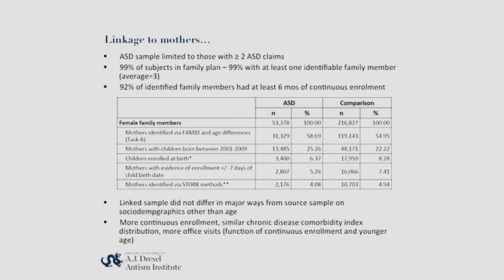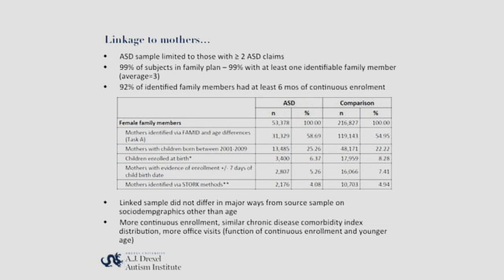This is difficult. While the vast majority, 99%, were in a family plan, and almost all of these kids had one identifiable family member, and most of those family members, 92%, met our 6 months of continuous enrollment criteria, once we start whittling down to make these linkages, it gets extremely challenging.